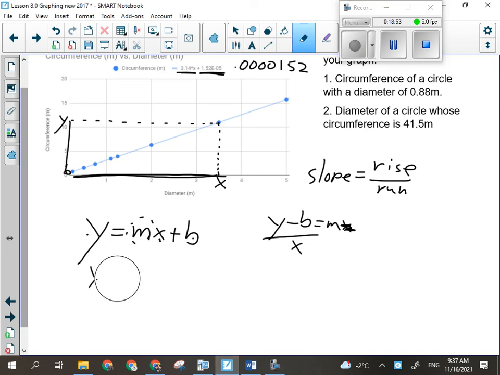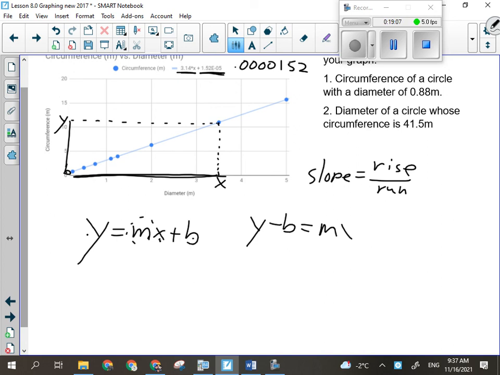So if I want to manipulate this equation to solve for x, which is what I have to do because diameter is on the x-axis, I would first subtract b, just like I did before. So we'll have y minus b equals m times x. If I want x by itself, what do I do with m? Divide, yeah, multiplying them. So if I want to move m to the other side, I do the opposite. Do it to both sides. Y minus b over m should give me x.